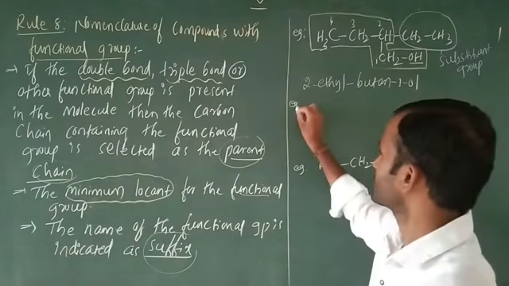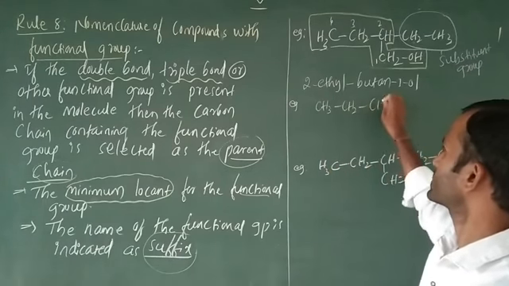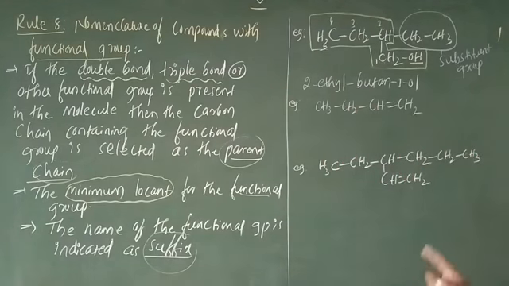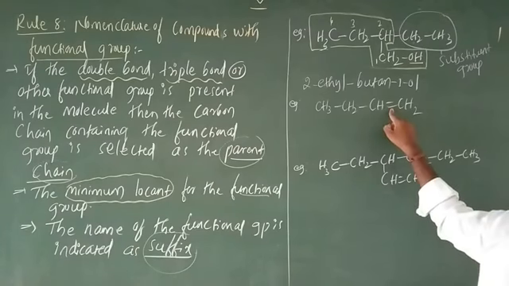Okay, just next one. The next example is CH3, CH2, CH double bond CH2. Compulsorily you have to check the valency of carbon, the carbon containing 4 bonds. Here this carbon-carbon double bond is there. This carbon-carbon double bond acts as a functional group.